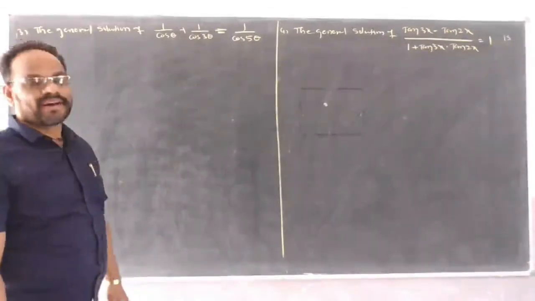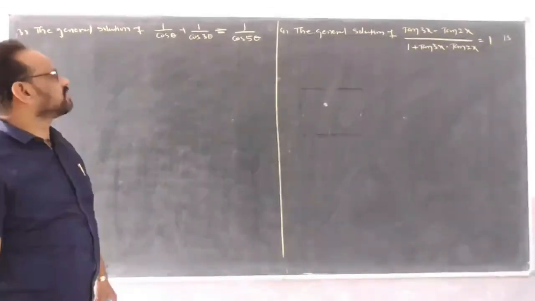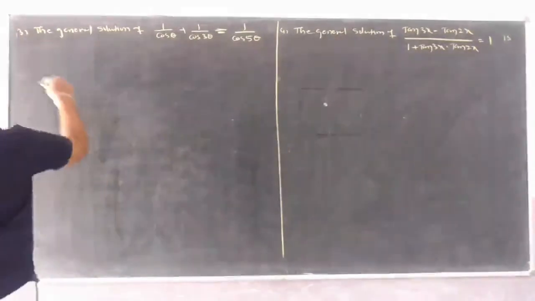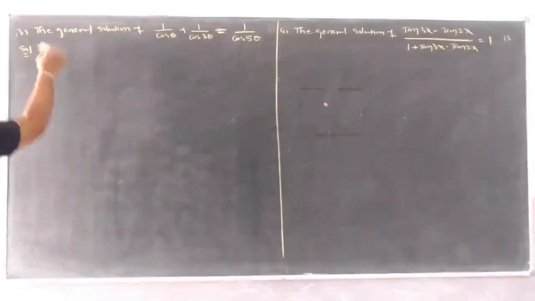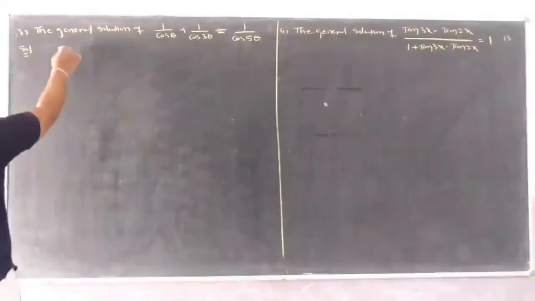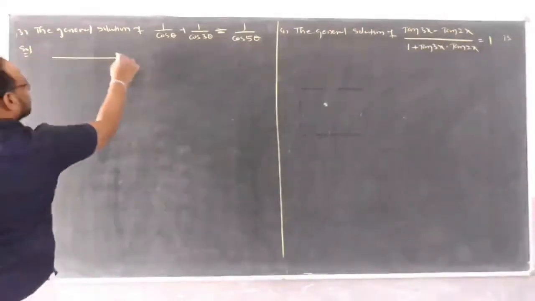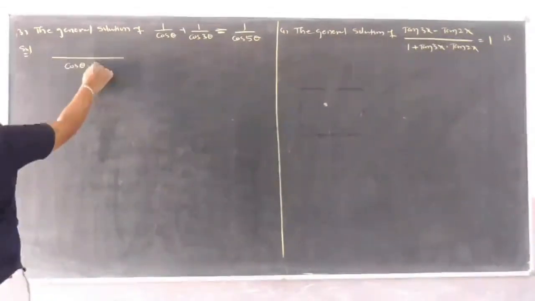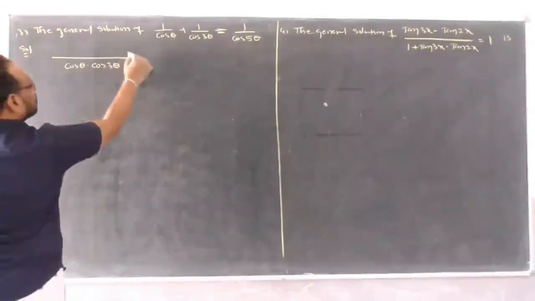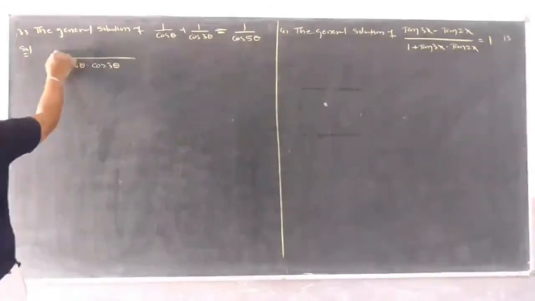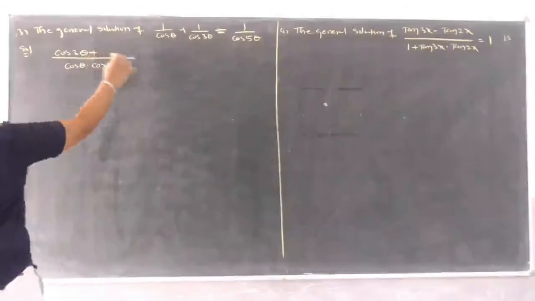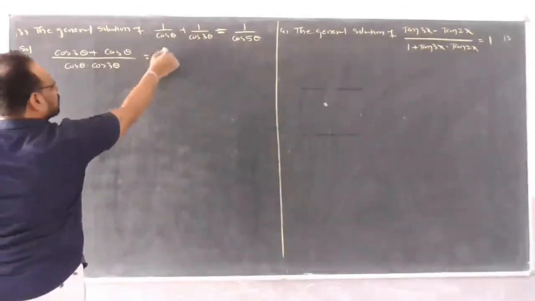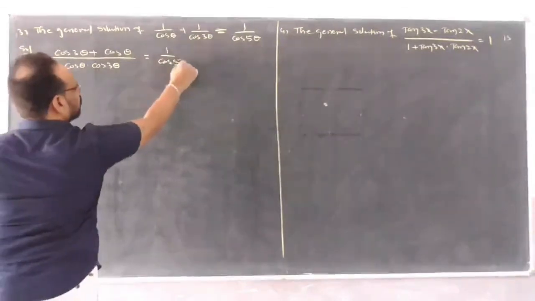The general solution of 1 by cos theta plus 1 by cos 3 theta is equal to 1 by cos 5 theta. What is the LCM of cos theta and cos 3 theta? Clearly cos theta into cos 3 theta is the LCM. So we get cos 3 theta plus cos theta over the LCM is equal to 1 by cos 5 theta.